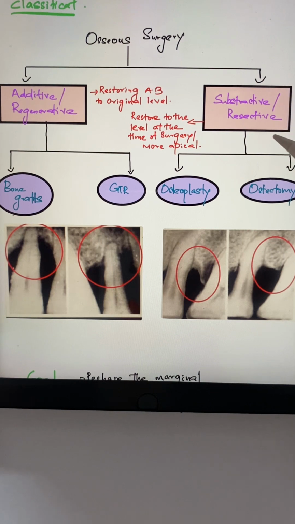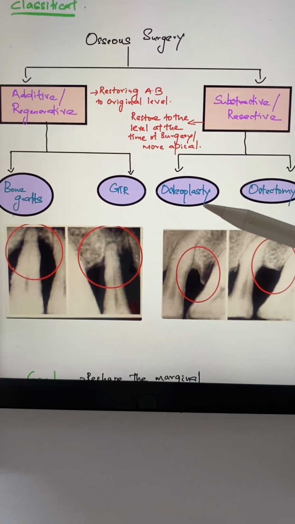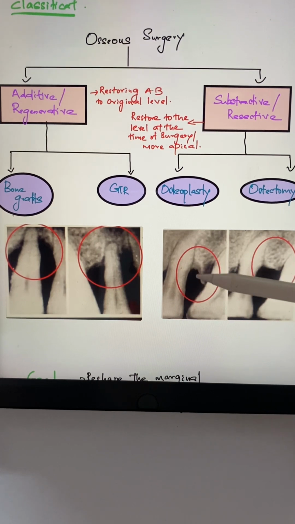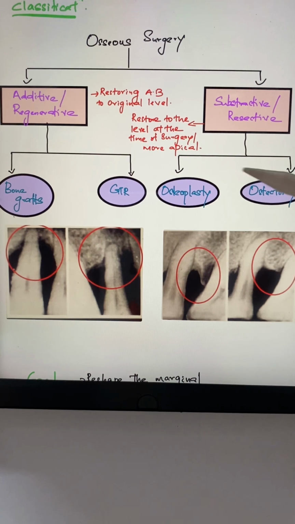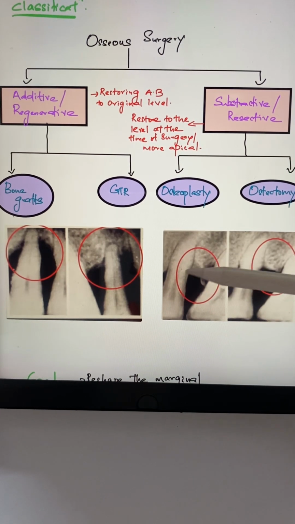Whereas the subtractive or resective osseous procedure that we are discussing now, with the help of osteoplasty and ostectomy, restores the bone to the level at the time of the surgery or more apical. See here, this is the bone loss, and here we cut this area, we resected this area to a more apical level with the help of osteoplasty and ostectomy. These two procedures we do to get this type of bone.